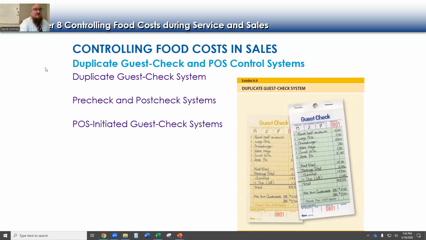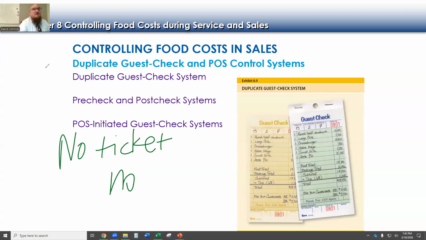Kevin's response should be no ticket, no mozzarella sticks, but we also say no ticket, no taco. Okay. No ticket, no taco. You don't have a ticket for me? I'm not making anything for you.